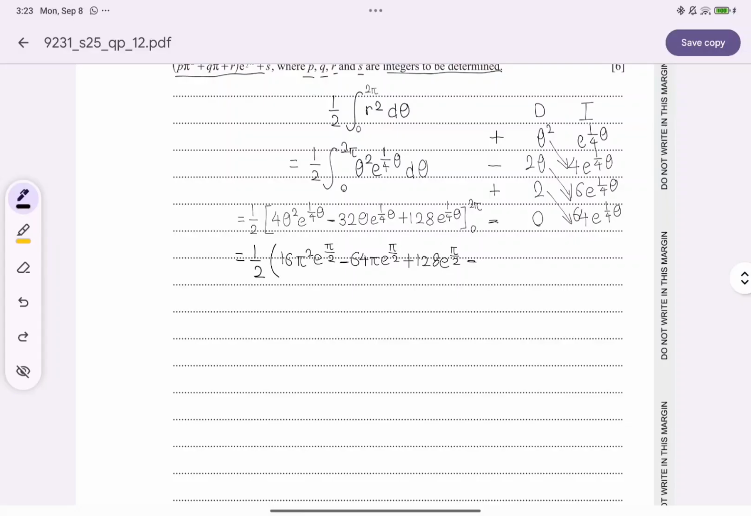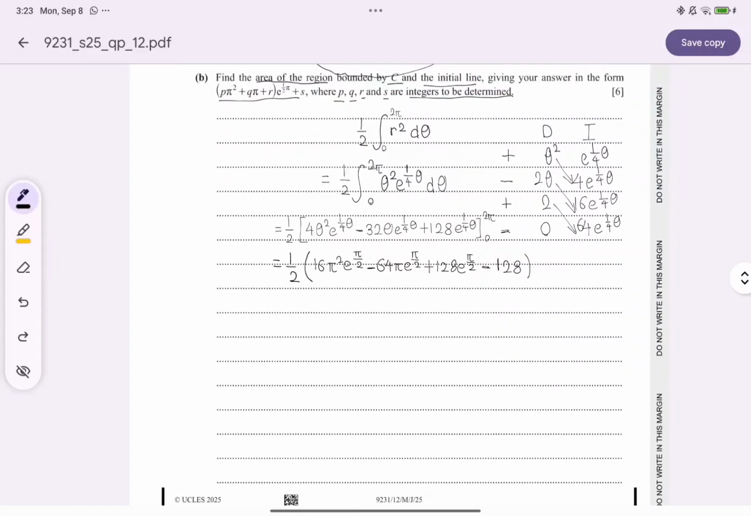And then minus, just substitute 0. So substituting 0, the first two terms are just 0, so we don't have to care. That's just minus 0 plus 0 minus 128 times e to the power of 0, so that's just minus 128.